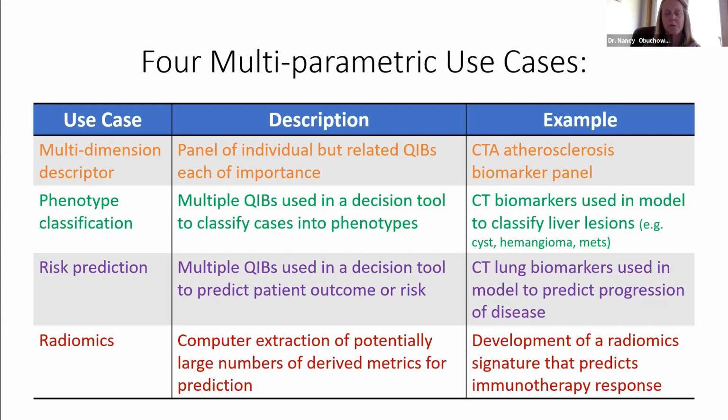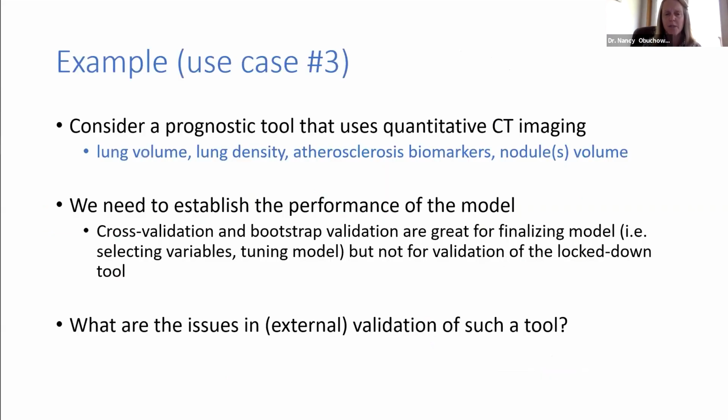The third use case is probably the one that's most familiar to people. It is called the risk prediction, where I have multiple QIBs and I put them together in a model. I want to predict a patient's outcome or their risk. And then the last one is radiomics, where we are extracting kind of derived metrics from an image for prediction as well. Next slide, please.